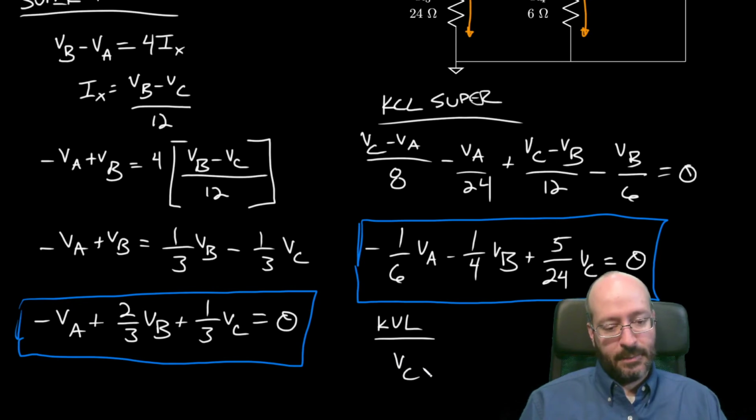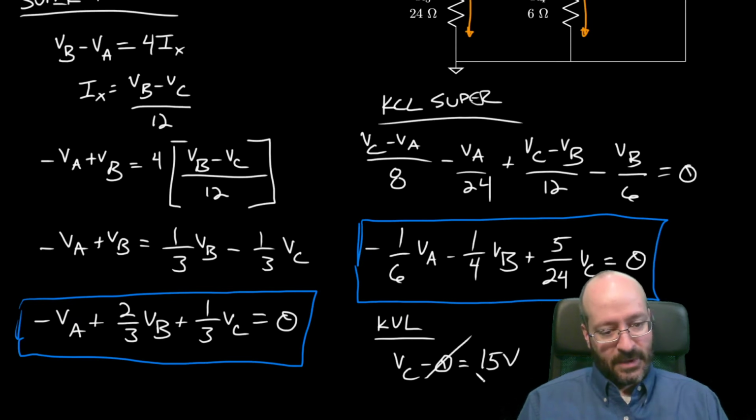VC is connected to the positive side. Ground is connected to the negative side. And that's equal to 15 volts. Yep, 15. Okay, that 0 drops out. And we get VC equals 15 volts.